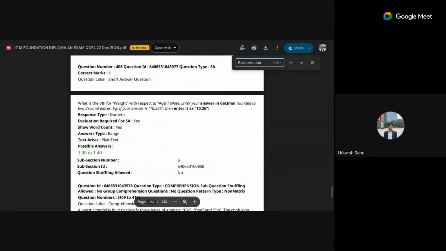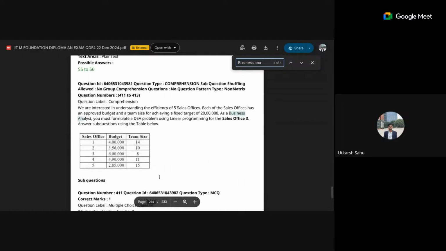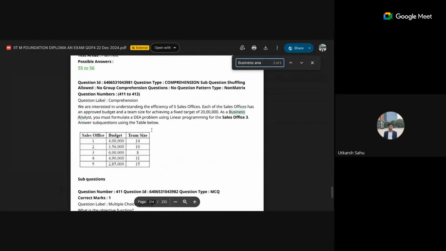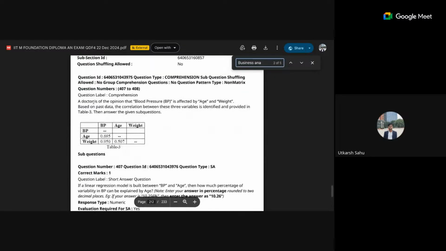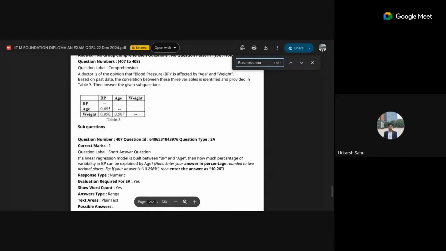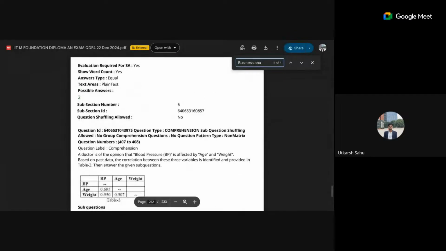And practice the confusion matrix, the linear regression approach, and then the coefficient of correlation. The correlation coefficient is given to you, and then you build these things. So this is what you should know.